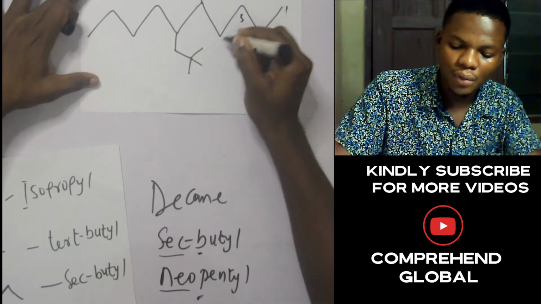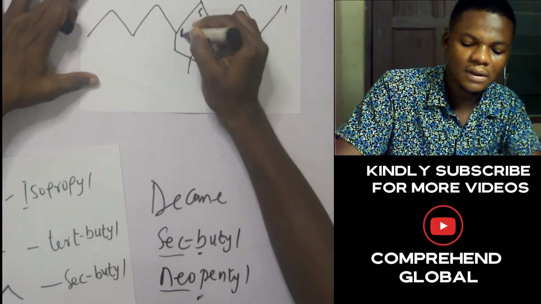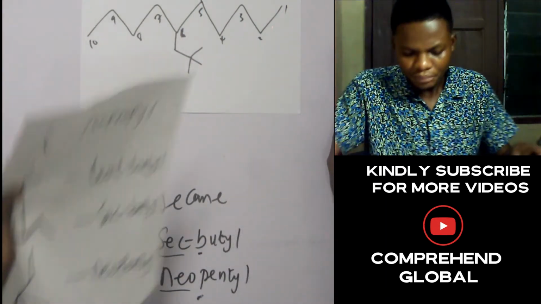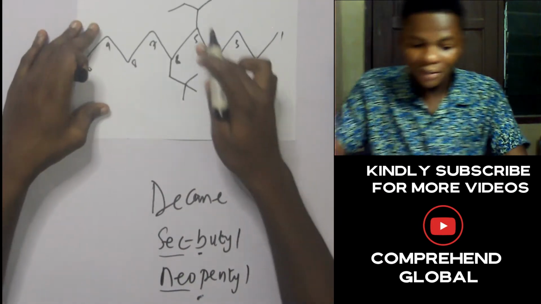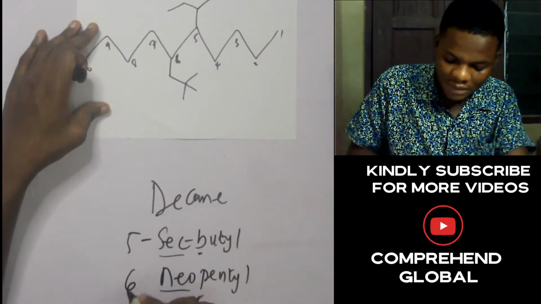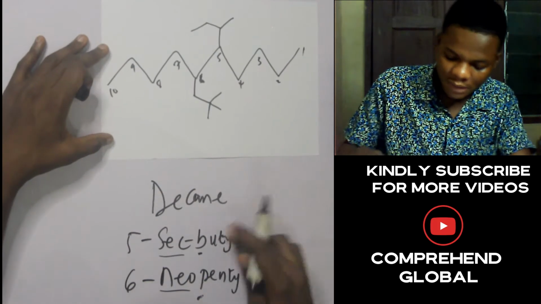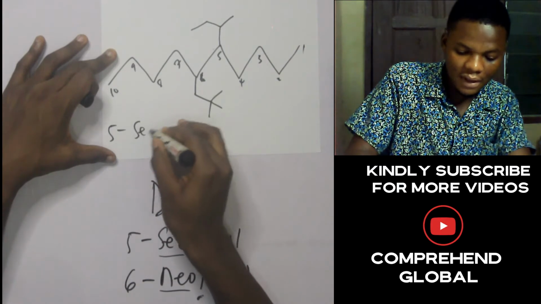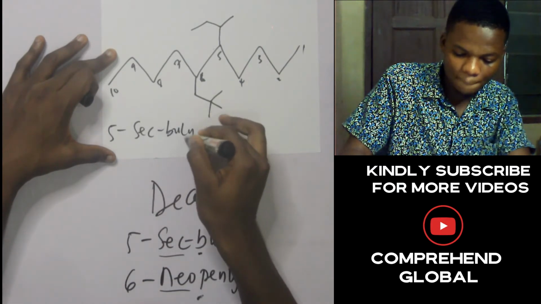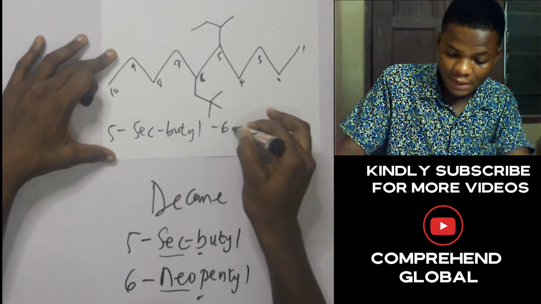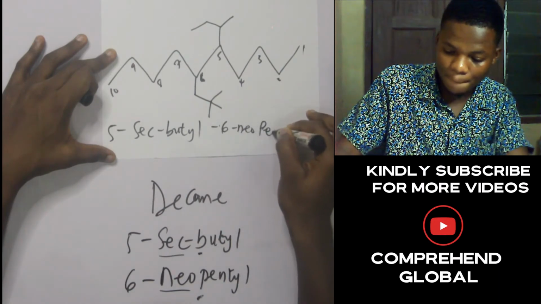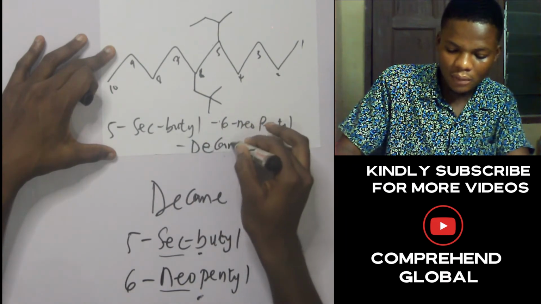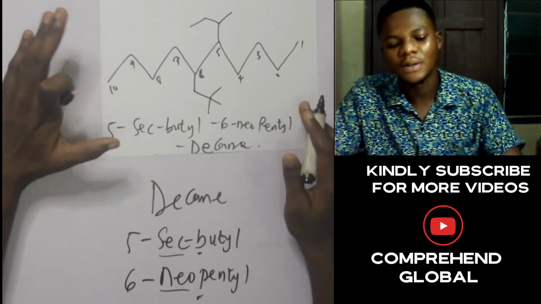1, 2, 3, 4, 5, 6, 7, 8, 9, 10. Now we have 5 sec-butyl. We have 6 neopentyl. The name of this particular compound, with alphabetical order: 5 sec-butyl, 6 neopentyl, decane. So this is the name of this particular compound.